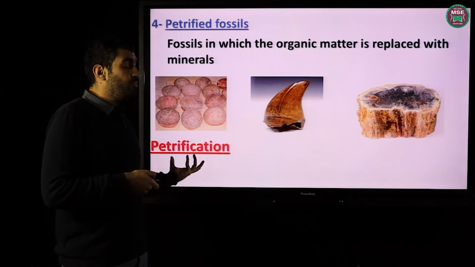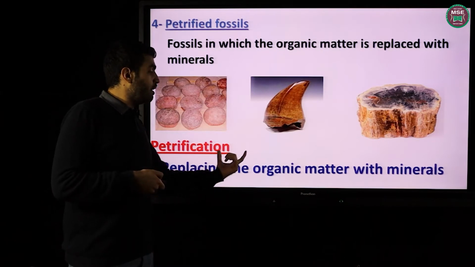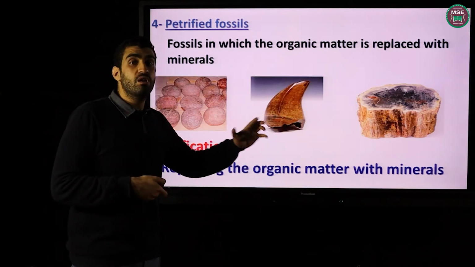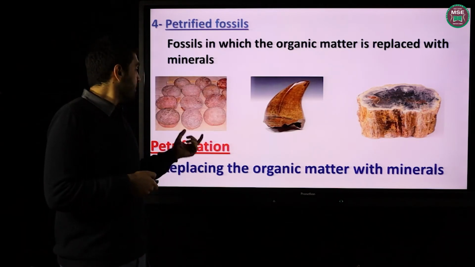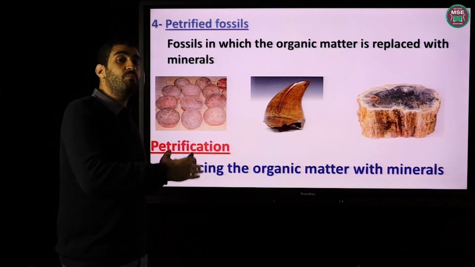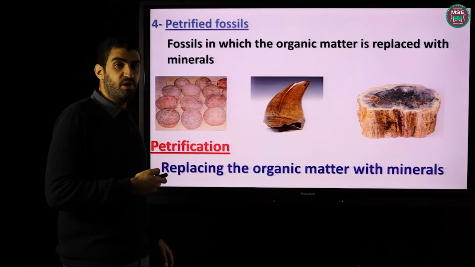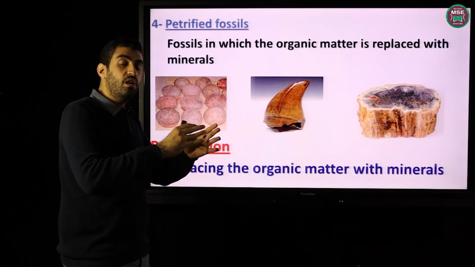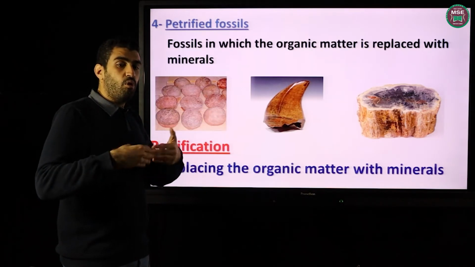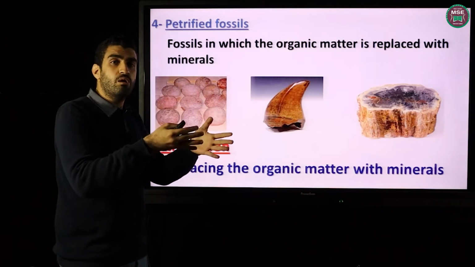Okay? What's meant by petrification process? Replacing the organic matter with minerals. To form what? To form petrified fossils. So, in this fossil, petrification process occurred, and then the petrified fossil is formed. Petrification means replacing the organic matter with minerals to change the living organism from an organic matter into something looks like rock or stone.